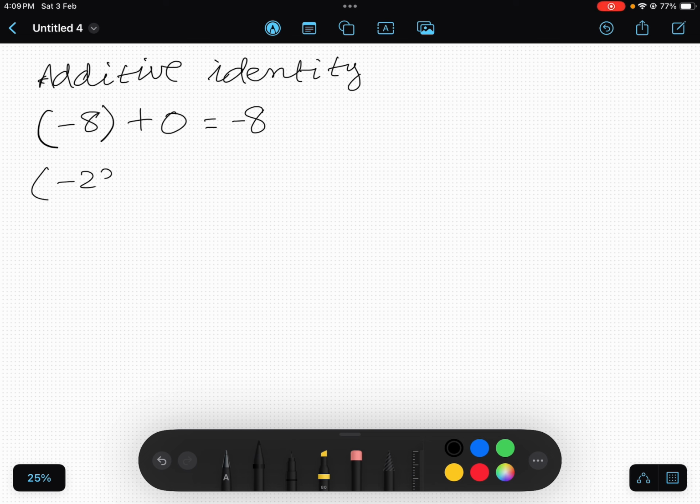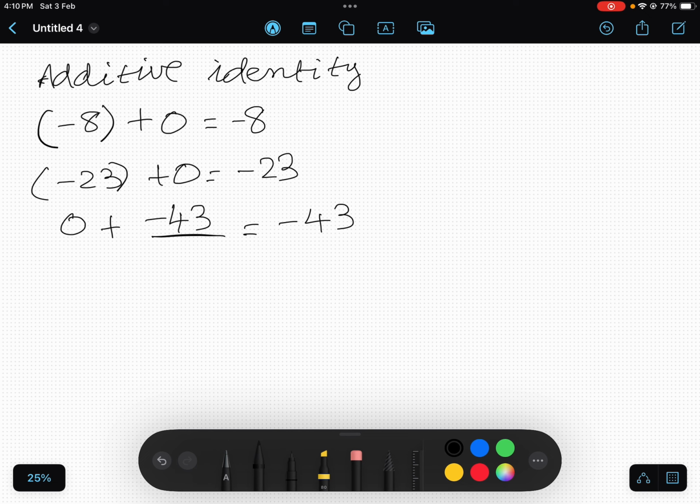Similarly, suppose I do minus 23 plus 0. Again, whenever we add 0 to any number, the number will not change. So it is minus 23. Now, what will be the answer for this? 0 plus dash is equal to minus 43. So here it has to be minus 43. Then only we will get minus 43 as the answer.